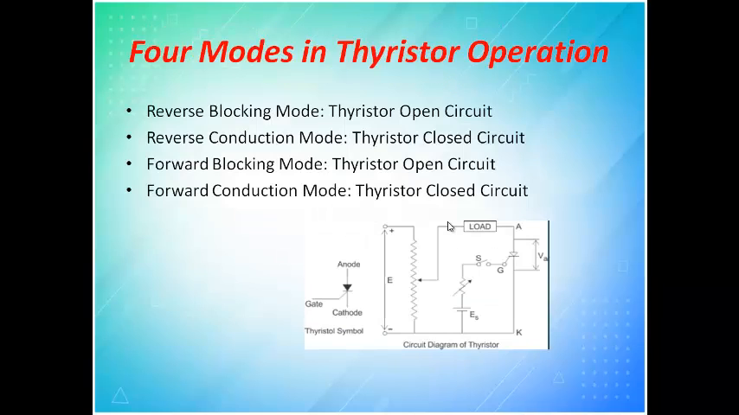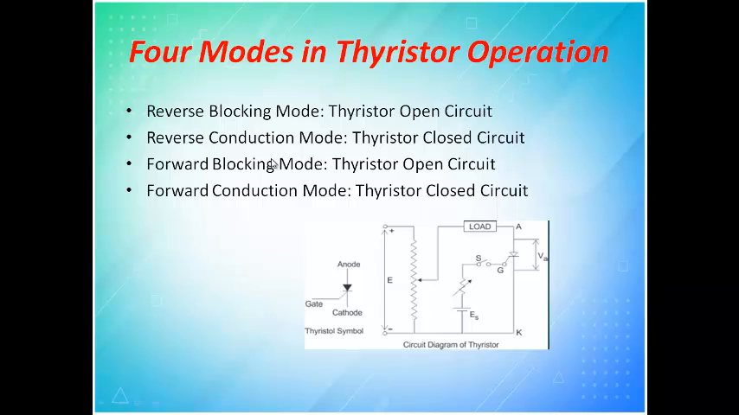Then come the four modes of operation: reverse blocking mode, reverse conduction mode, forward blocking mode and forward conduction mode. With that we can wind up today. These four are very useful. In reverse blocking mode, the device is ready to block, but you have not given anything; the thyristor is an open circuit. In reverse conduction mode, the thyristor is a closed circuit. So you can make the device on, or the device is there but you are not allowing it.